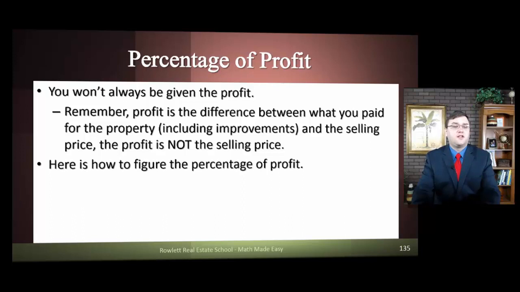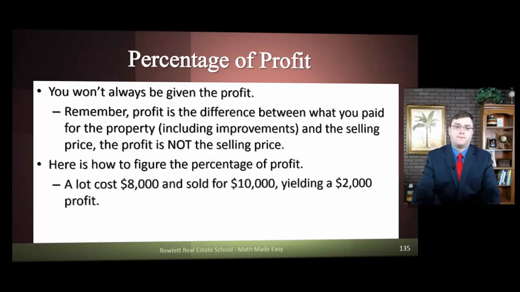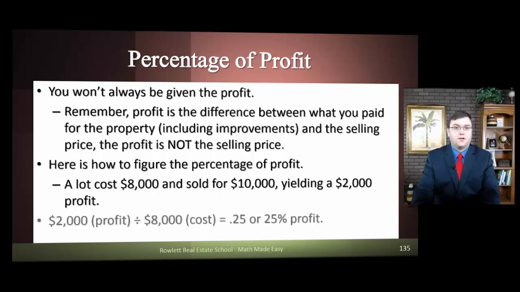Now, here's how you figure your percentage of profit. Let's say you have a lot that cost you $8,000. You sold it for $10,000. That means you yielded a $2,000 profit. Not the 10, the 2. So we made $2,000 divided into what you paid for it originally, the $8,000, made over paid. Divide it and you get 0.25 or 25%.